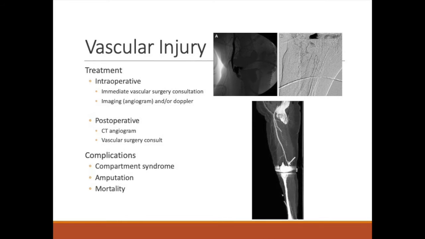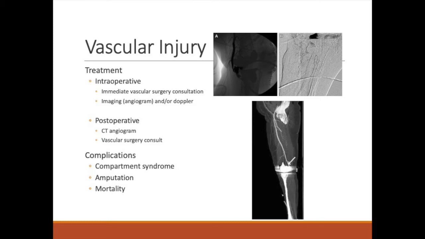Treatment intraoperatively is immediate vascular surgery consultation. Imaging, including an angiogram or a Doppler, may be helpful to determine the site and location. Post-operatively, if they have any of those things we just talked about and you're suspicious for an arterial injury, then you'll want to get a CT angiogram with lower extremity runoff and then an urgent vascular surgery consult.